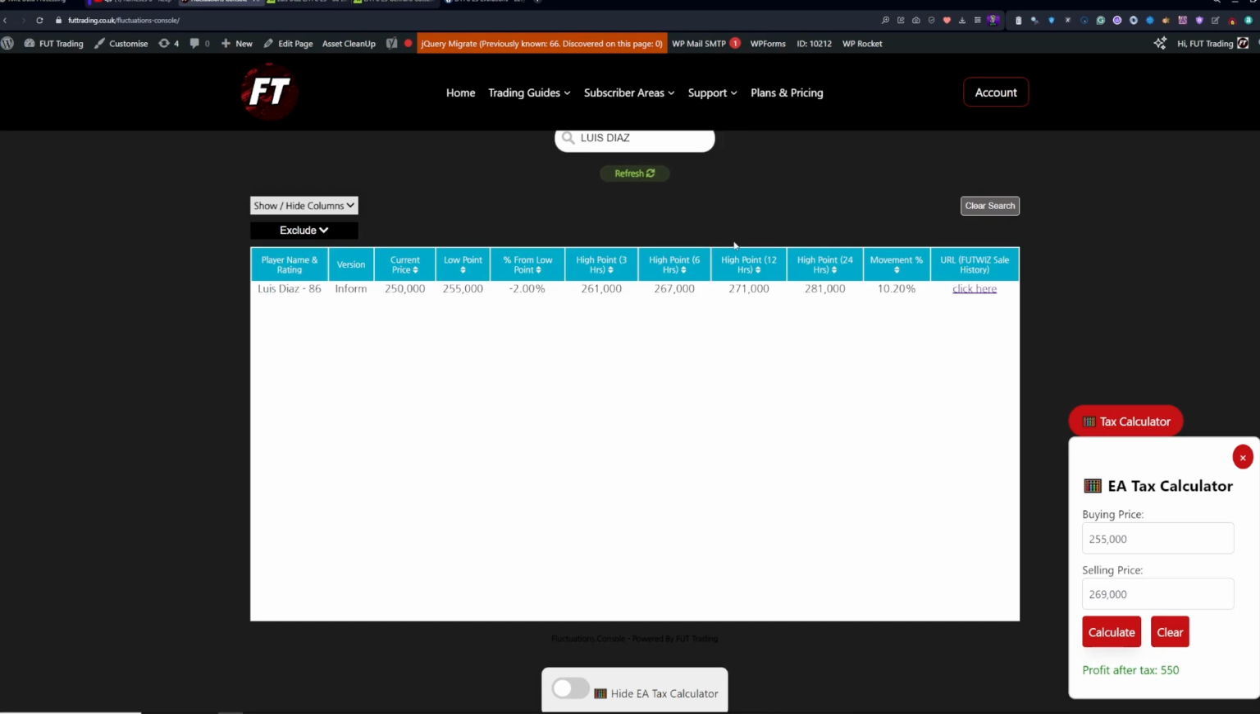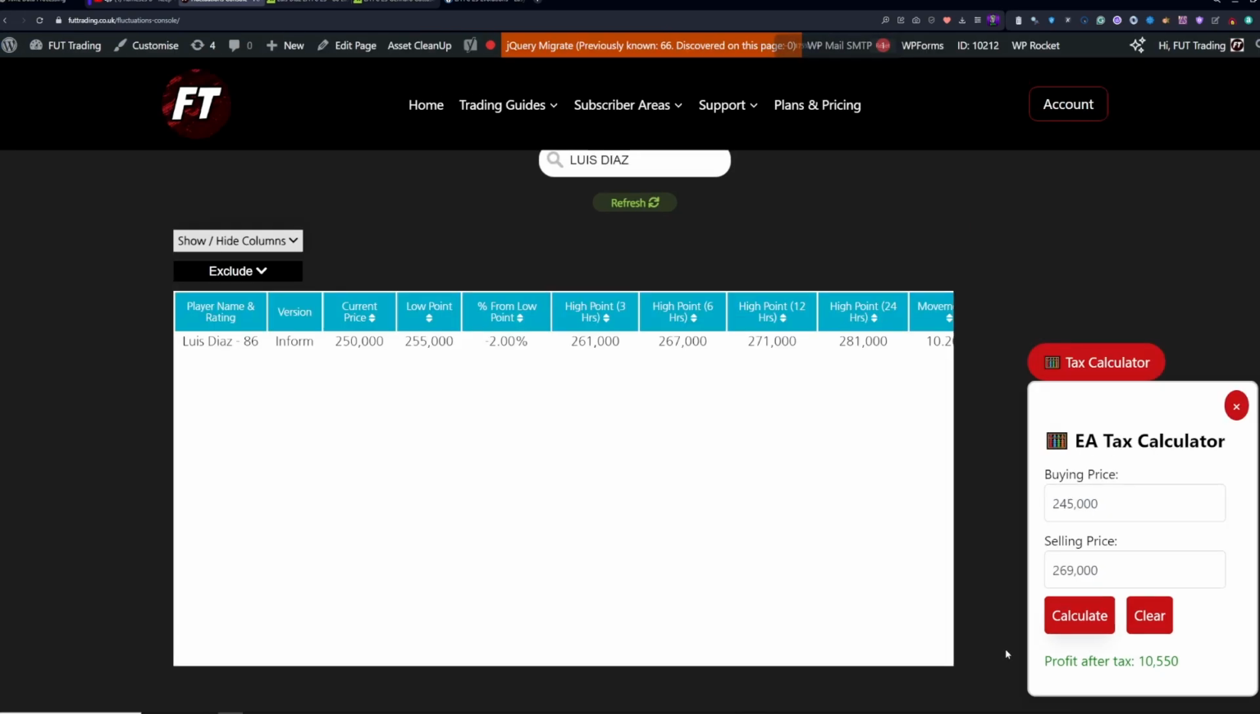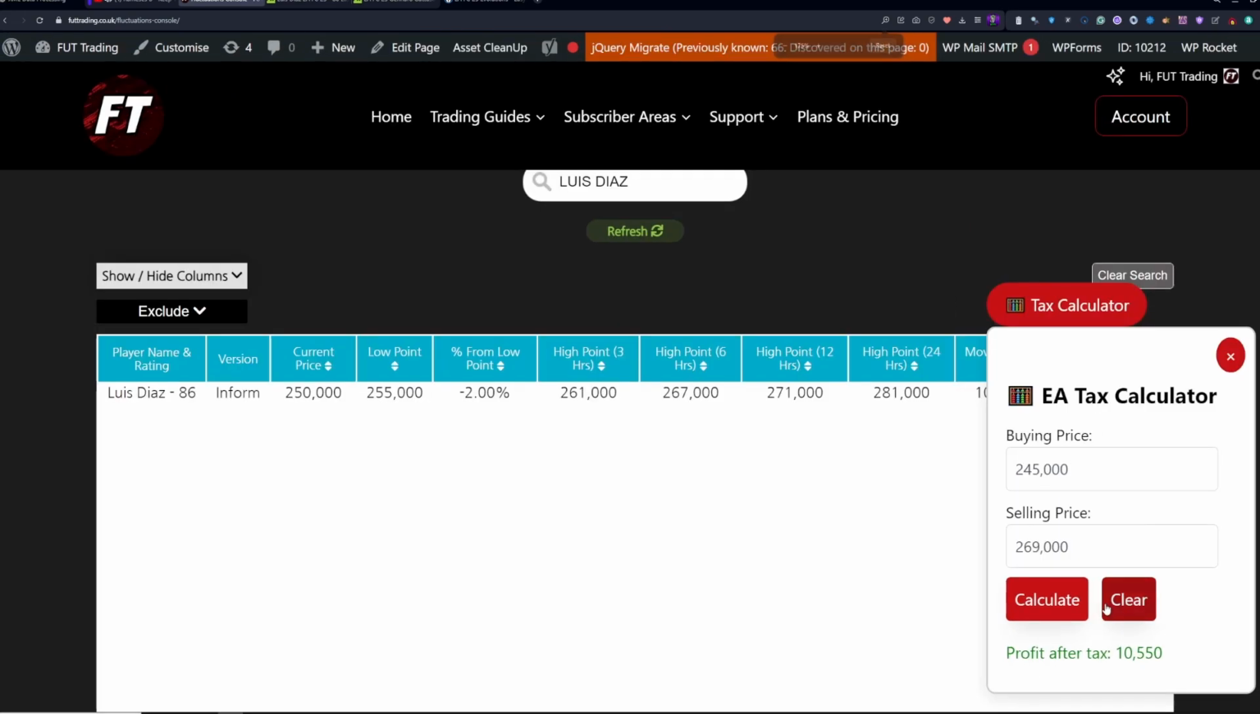So in this example, you'd probably want to aim to get this card for about 245, I'd say. Because of the price of the card, you'd want to get about 5% profit roughly, okay? So I'd say about 245 is a good way to work with it. If you were to obtain this card for 245 and sell it for 269, you'd make 10,500 coins. I'll zoom in a little bit so you can see.